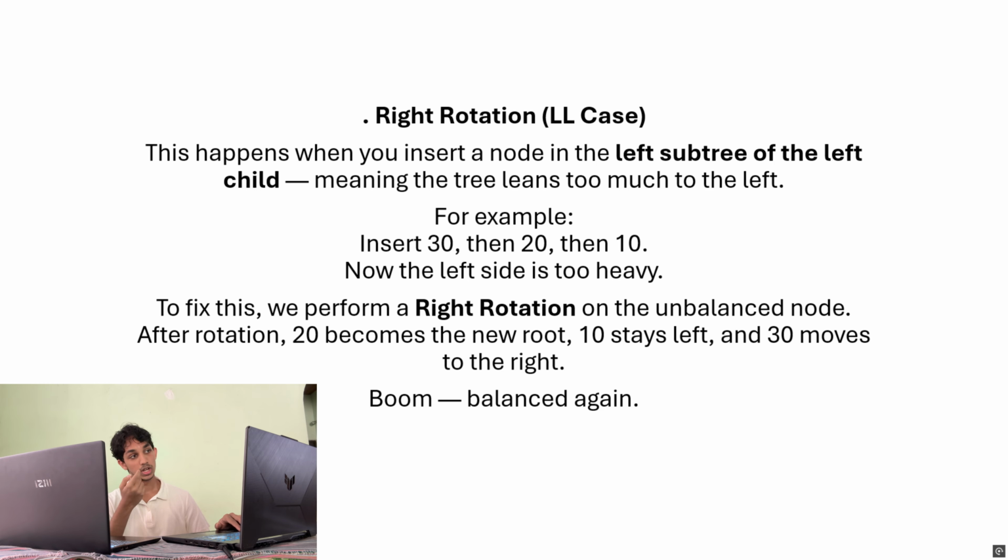In the same way, on the other side a left rotation will happen. This is the opposite of what happens in a right rotation. It happens when we insert a node in the right subtree of the child and it is heavier, so the tree leans too much to the right.